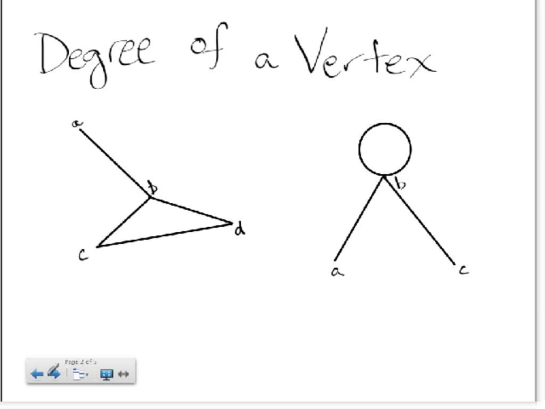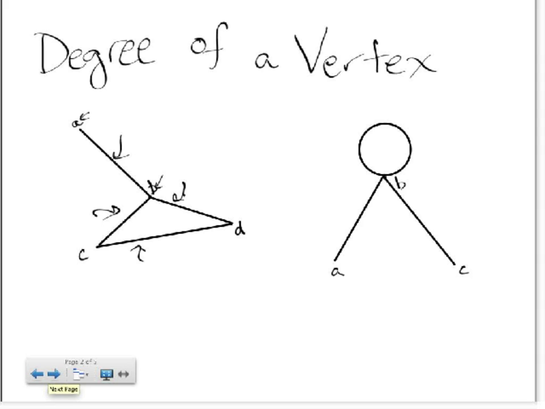The degree of any given vertex is equal to the number of incident edges, where a loop is counted as 2. For example, on the left graph here, the degree of A is equal to 1 because we have one incident edge. The degree of B, on the other hand, is 3 because we have 3 incident edges. One right here, a second one here, and a third one here.